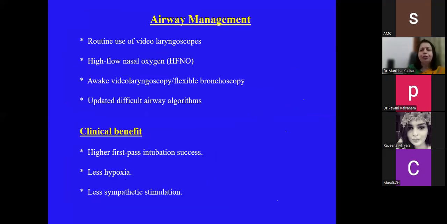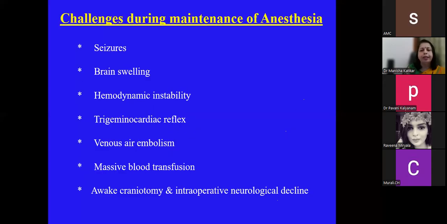So routinely we should start using video laryngoscopes. Using a video laryngoscope in an ASA grade 1 patient with Mallampati grade 1 will always help us in that learning curve. We should have provisions to provide extra oxygen if required. Then we should update ourselves on the difficult airway algorithm. The aim is to avoid hypoxia, and we should have a higher first-pass intubation success without any pressure responses at the time of intubation.